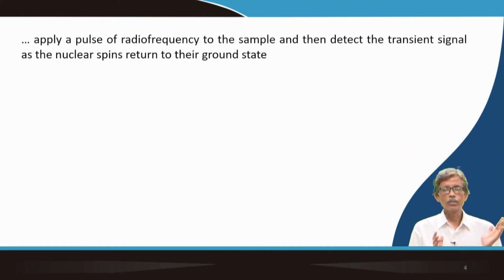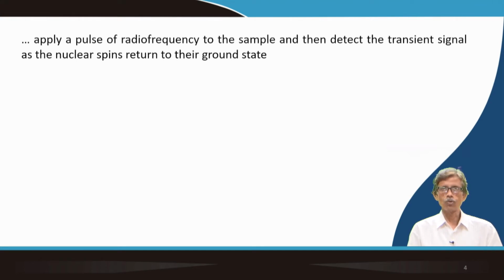Then it is not the direct one, you can have the pulsed one also. So, you can apply a pulse of radio frequency. The pulse radio frequency in a particular range of frequency, we find that we can get in the megahertz region, unlike your EPR which is in the gigahertz region. We expose the sample to that radio frequency electromagnetic radiation and then detect the transient signal as the nuclear spin returns to its ground state.